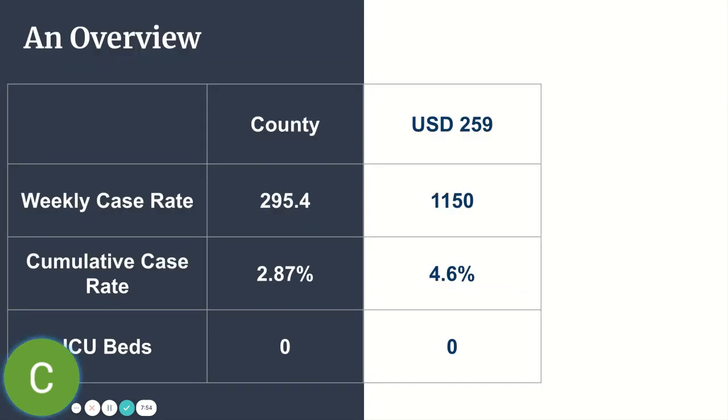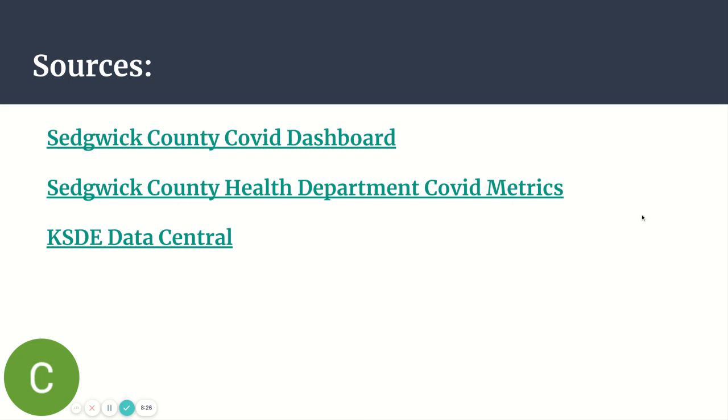Let's take a quick overview. The weekly case rate for the county is 295.4. The weekly case rate for our USD 259 school staff was 1,150. The cumulative case rate for the county was 2.87%. The cumulative case rate for our USD 259 pre-K through 12 on-site staff was 4.6%. ICU beds available to the county, 0. ICU beds available to USD 259, still 0.